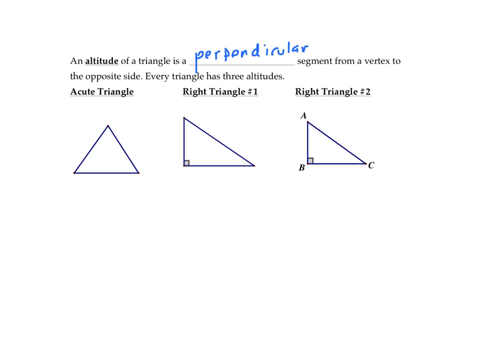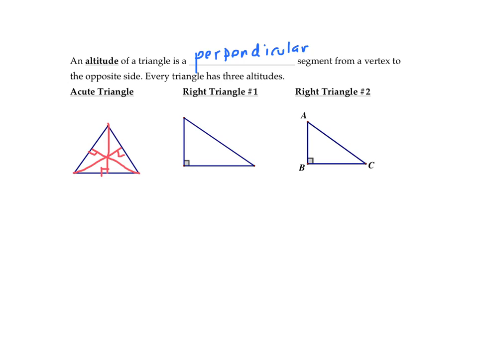So in an acute triangle, if we want to draw an altitude, we can use the ruler and line up the marks on the ruler with one of the sides of the triangle, and then you want to connect the vertex to the opposite side so that we get a right angle. So every triangle has 3 altitudes, so I'm going to draw in all 3 of them. You notice in this acute triangle, the 3 altitudes meet in the center or inside the triangle, not exactly in the center.